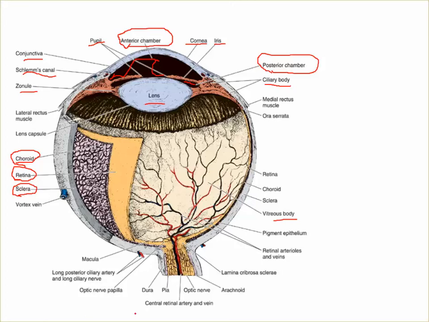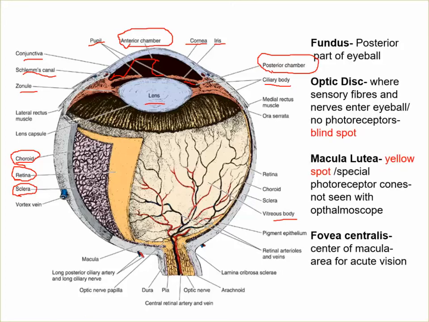What is the fundus? The fundus is the posterior part of the eyeball. What is the optic disc? It is where the sensory nerve fibers enter the eyeball, and there are no photoreceptors over here, so it's called the blind spot. This is the optic disc over here.